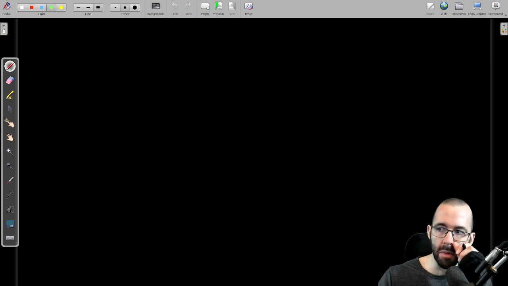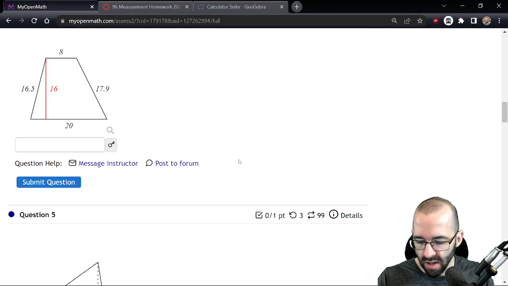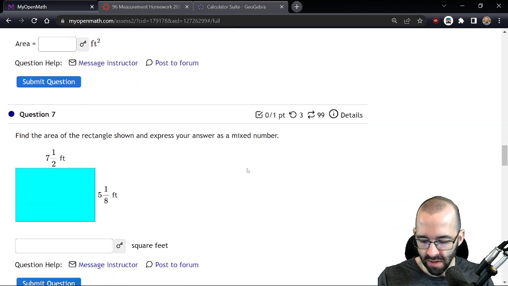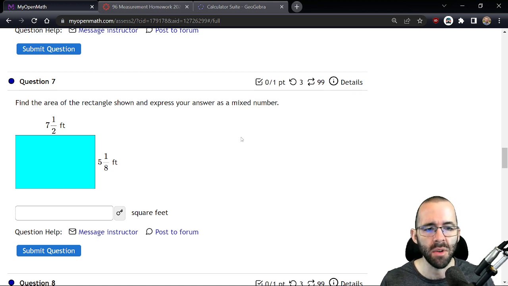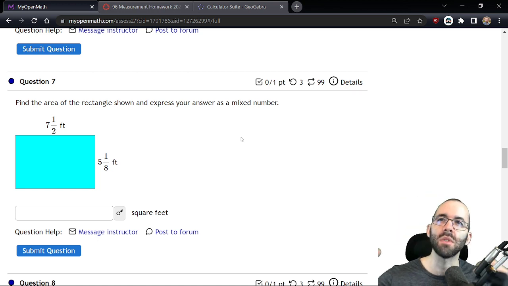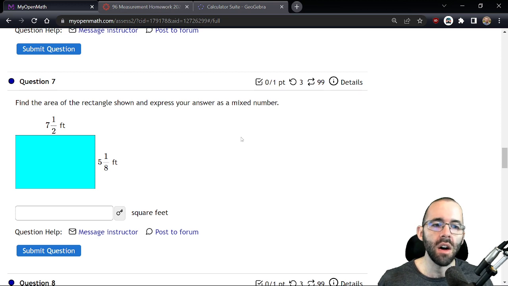Okay, but I want to look at number 7, which is areas with mixed numbers. So this is a rectangle. And you don't need to have all these formulas memorized: the area of a rectangle, a trapezoid, a circle, a cone, all this stuff. I will either give them to you or you can find the formulas online. I do want you to be able to use the formulas just like we did in Unit 1.